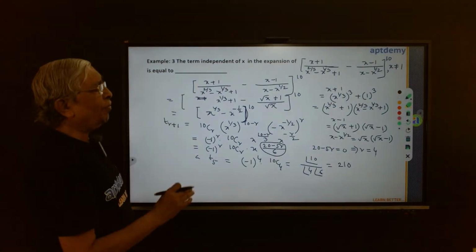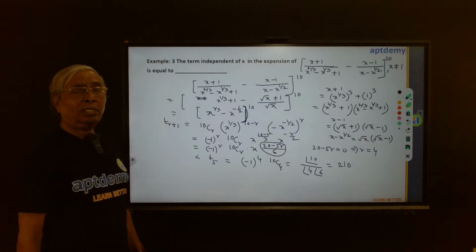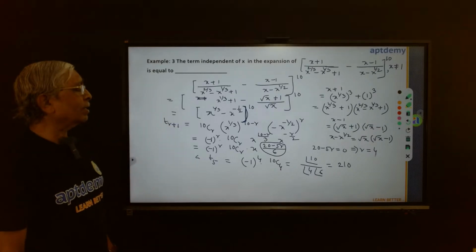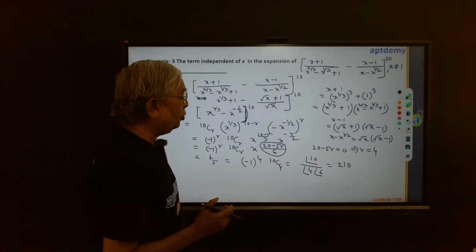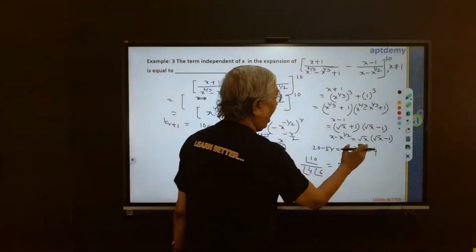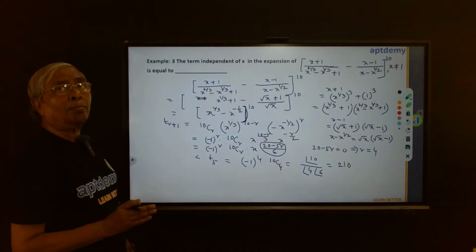So first you simplify the expression, next you find the general term of the expression, and always remember that if the term is independent of x, then the power of x should be equal to 0. So from there you find the value of r and put the value of r. That will give the independent term.